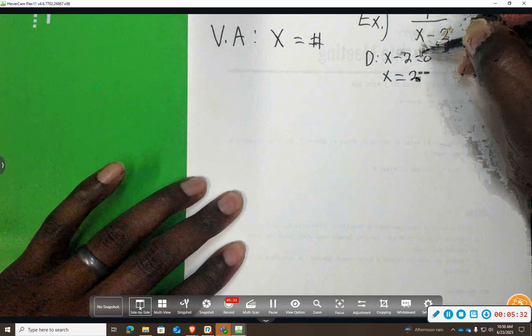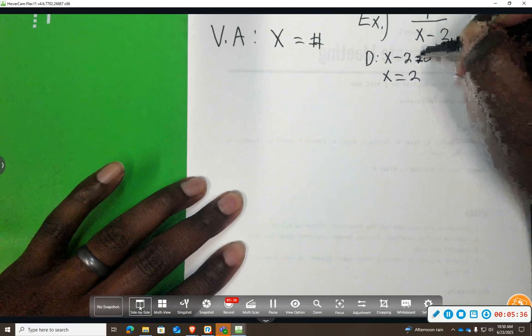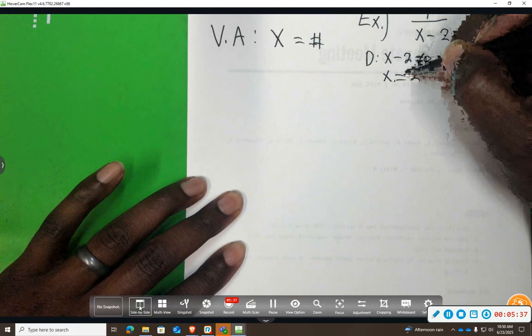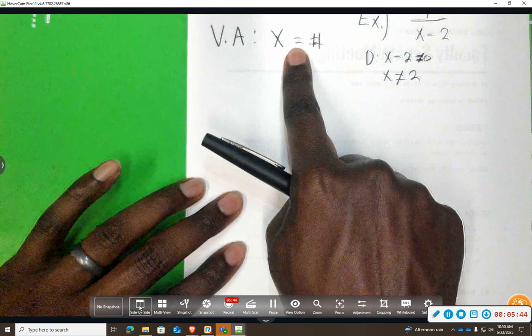For domain, it cannot be equal to 0. I should say not equal. So domain, x cannot equal 0, which means x cannot equal 2, and that x equals 2 is also going to be where we're going to have the vertical asymptote.